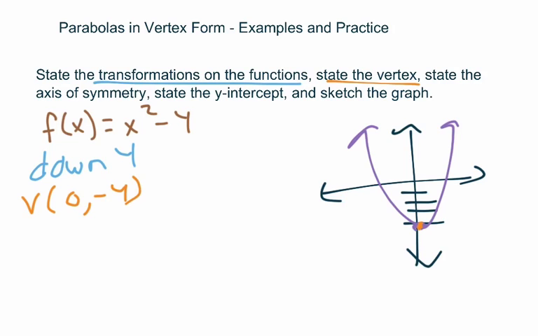The axis of symmetry. Okay, that's the line that goes right down the middle. In this case, it is the y-axis. So your axis of symmetry is the y-axis, and the equation for that would be x equals 0. Don't overthink that. That's the equation for the y-axis.